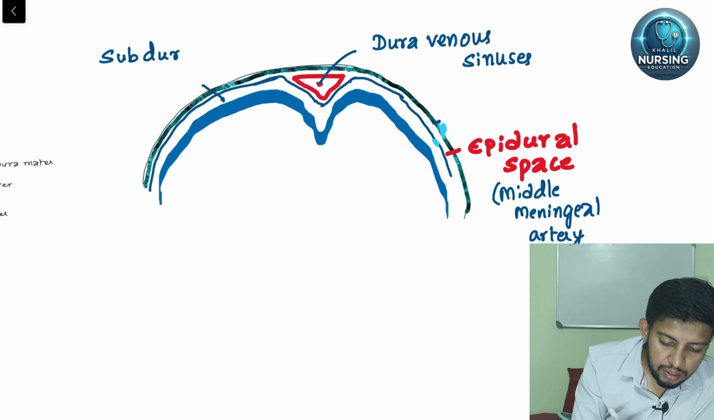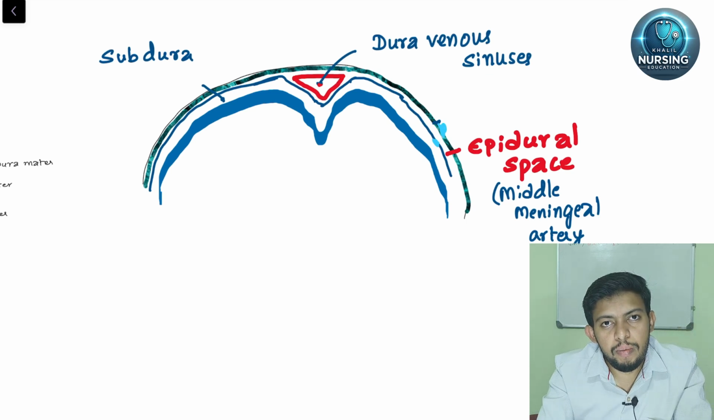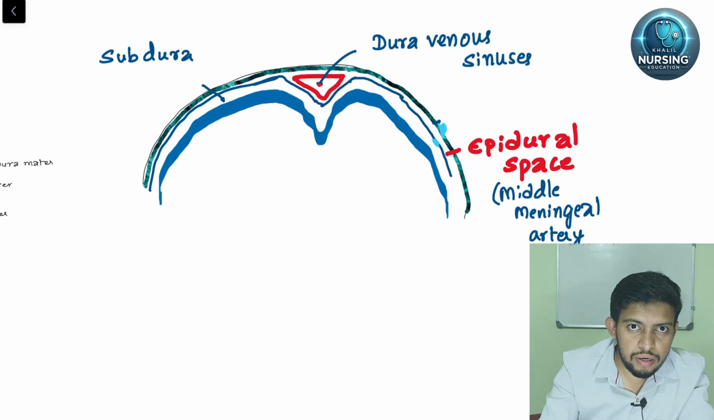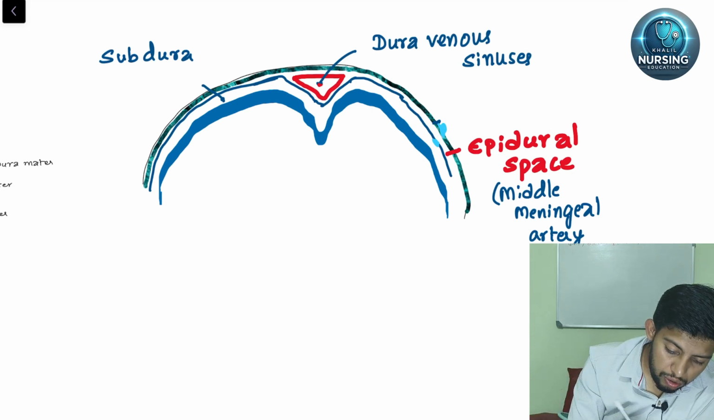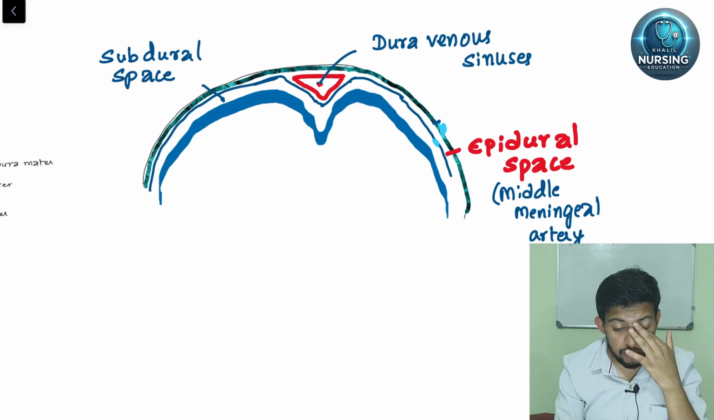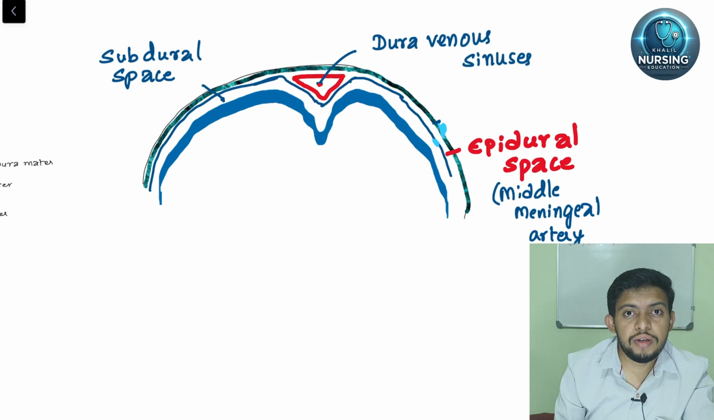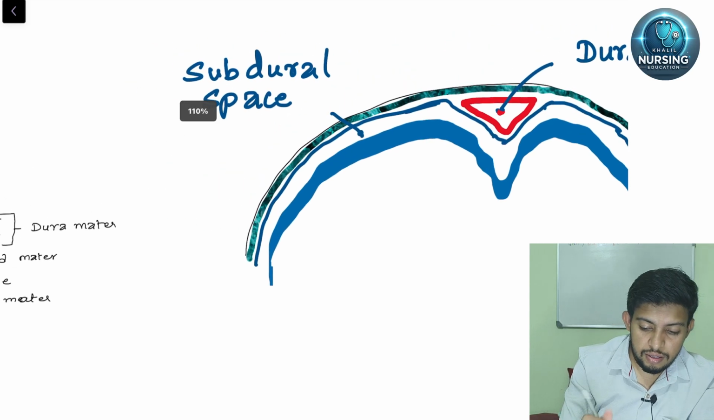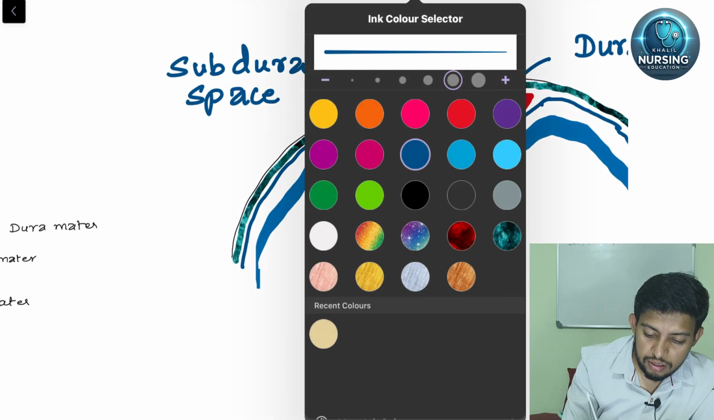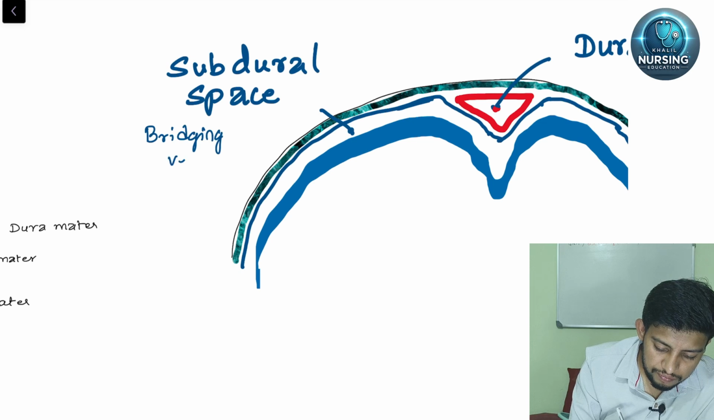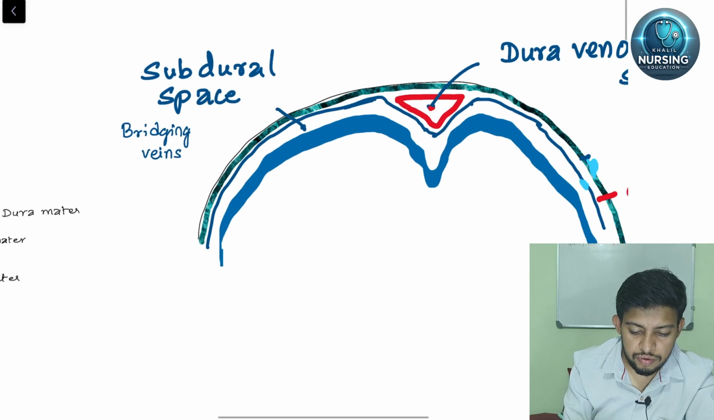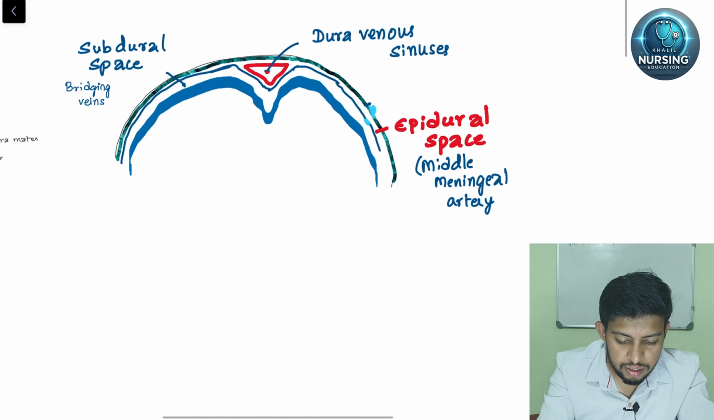This space is called the subdural space. If it is above the meningeal layer, it is epidural; below the meningeal layer, it is subdural. In the subdural space we will see veins, called bridging veins. Okay, bridging veins. Clear?